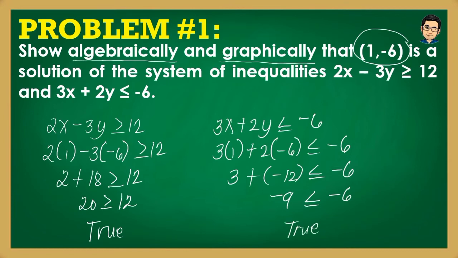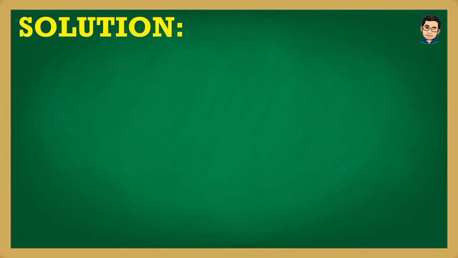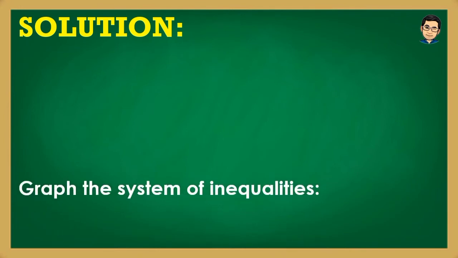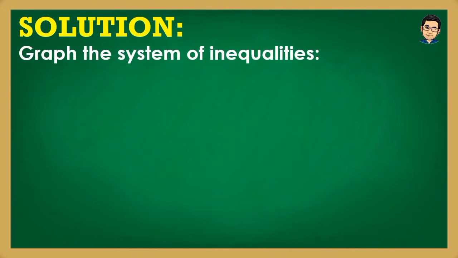So by showing algebraically, we can conclude that (1, -6) is a solution of the system of inequalities 2x minus 3y is greater than or equal to 12 and 3x plus 2y is less than or equal to negative 6. Nakita nyo naman po, upon substituting, naging true po yung ating statement. So let's have the solution using graphical method. So graph the system of inequalities.